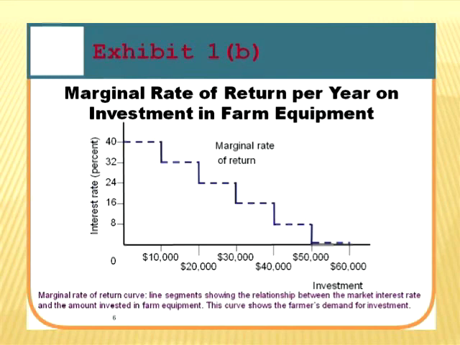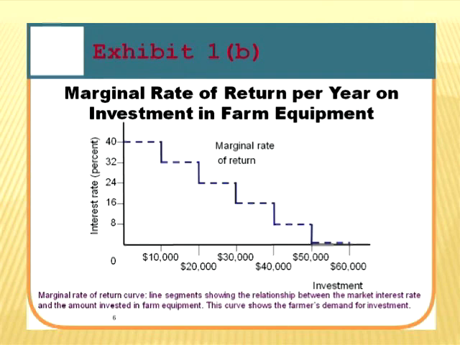So what we end up with, in this case, is sort of a step function. Since this is discrete or integer values, we don't end up with a line, we end up with a step function. And you can see that the first investment returns us 40%, then 32%, then 24%, and so forth as we make more and more investments.